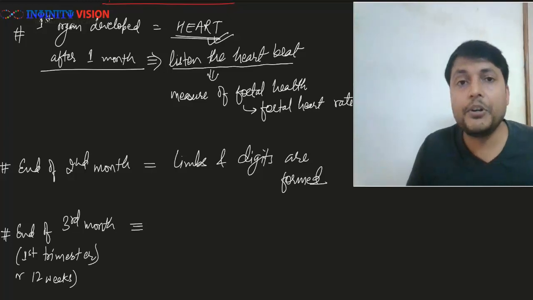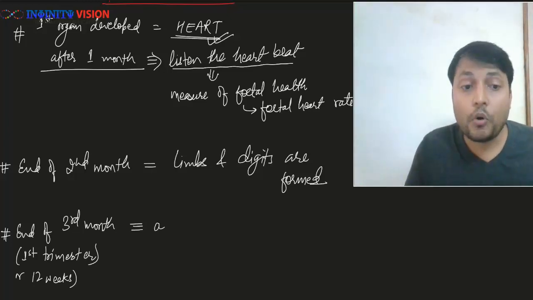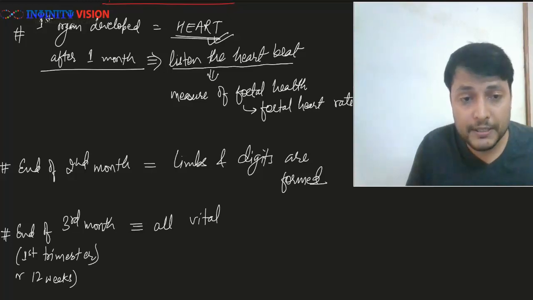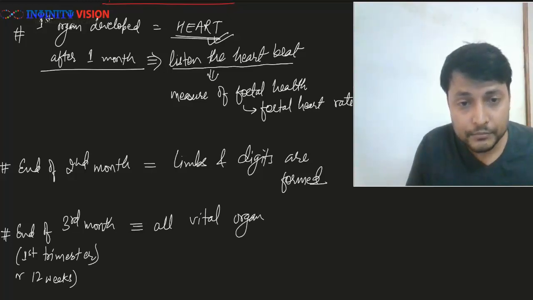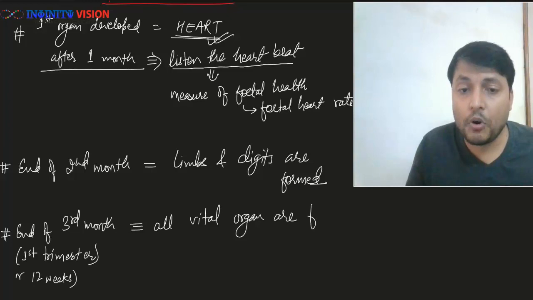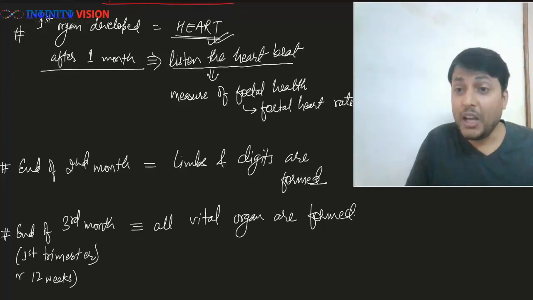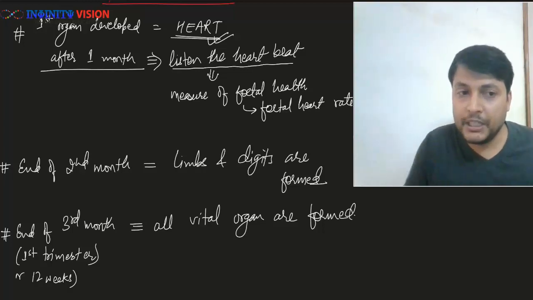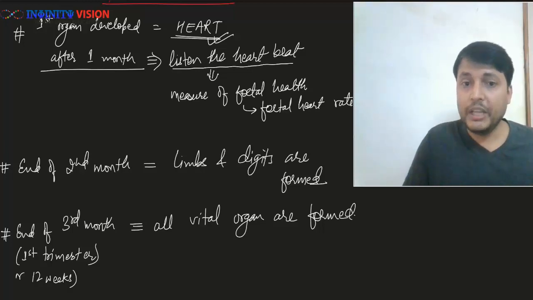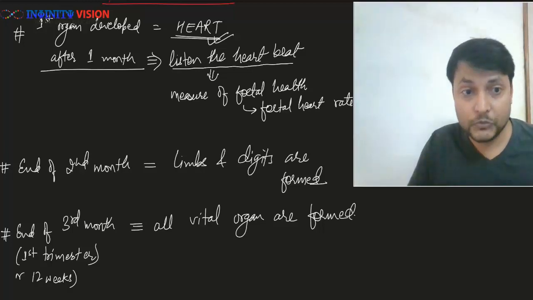find is the embryo has developed considerably and all vital organs are formed. So if we are talking of heart, kidney, liver, spleen, all these organs have already been formed by the end of 3 months.